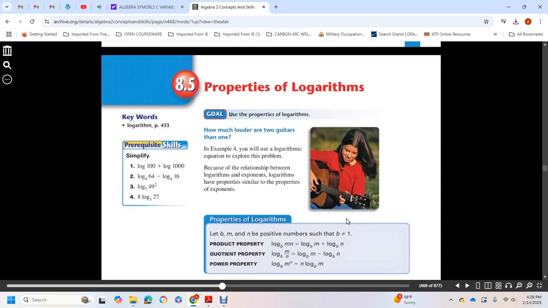Let b, m, and n be positive numbers such that b is not equal to 1. Product property: the logarithm of m times n to the base b is equal to the logarithm of m with base b plus the logarithm of n to the base b. Quotient property: the logarithm of m over n to the base b is equal to the logarithm of m to the base b minus the logarithm of n to the base b. Power property: the logarithm of m to the nth power to the base b is equal to n times the log of m to the base b.